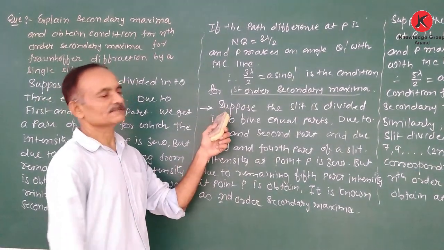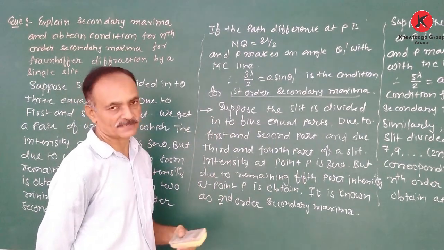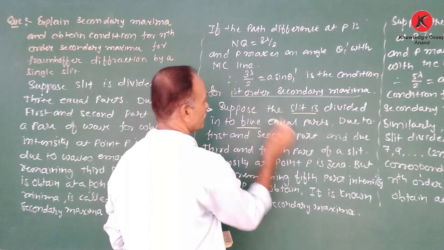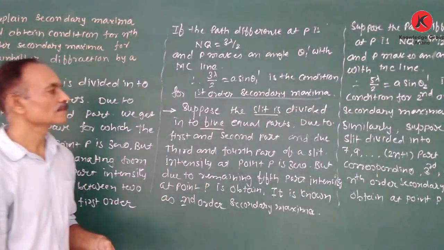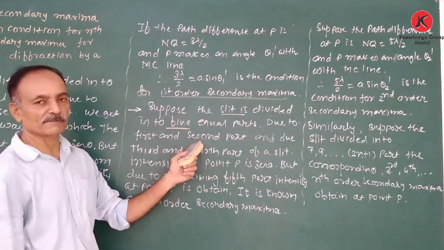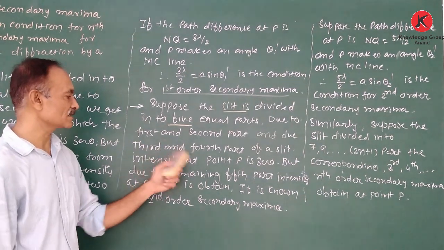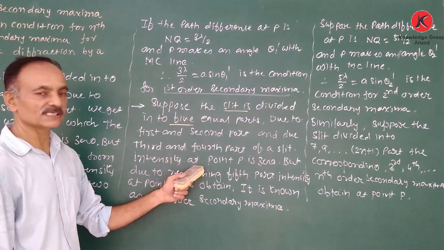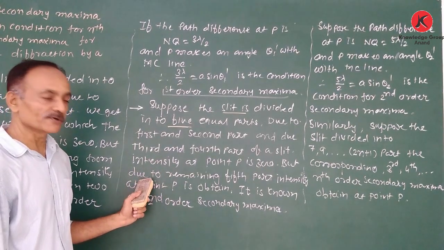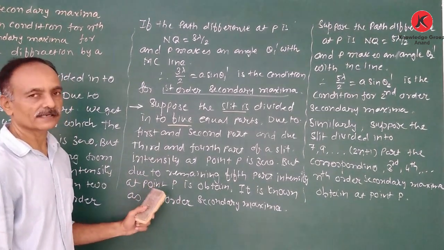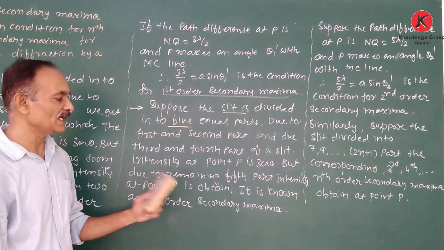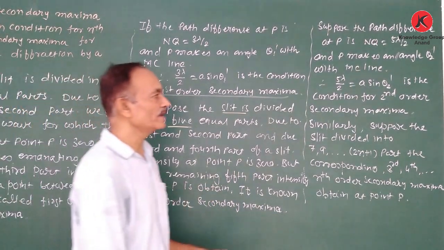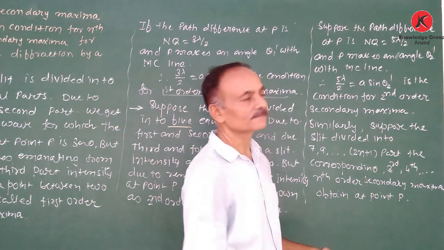Now we discuss the second order secondary maximum. For that purpose, the slit is divided into 5 equal parts. Due to the first and second parts, and also due to the third and fourth parts of the slit, the intensity at point P is 0. But due to the remaining fifth part, the intensity at point P is obtained. Therefore, point P is known as the second order secondary maximum.